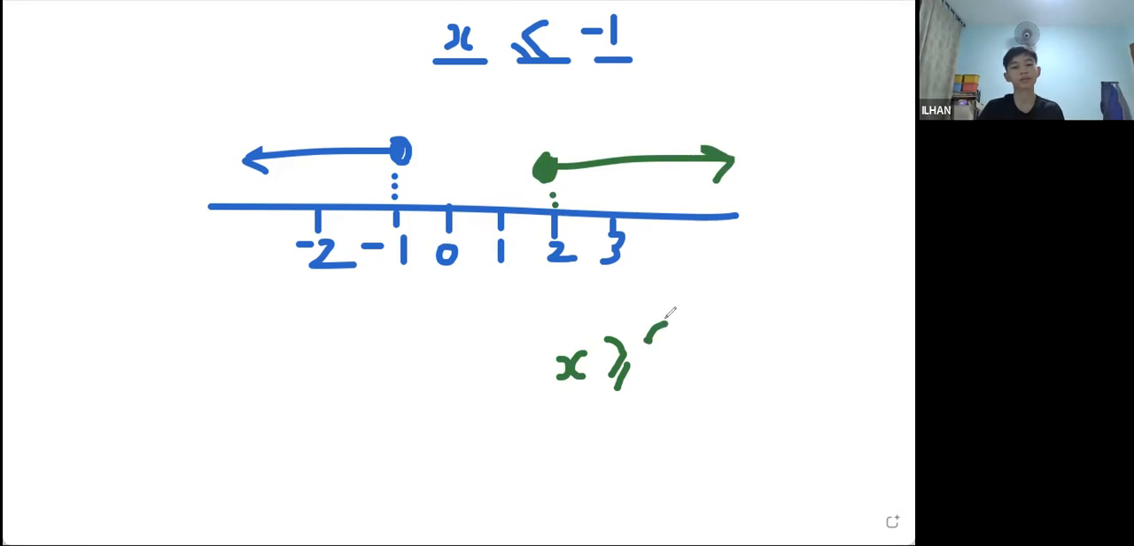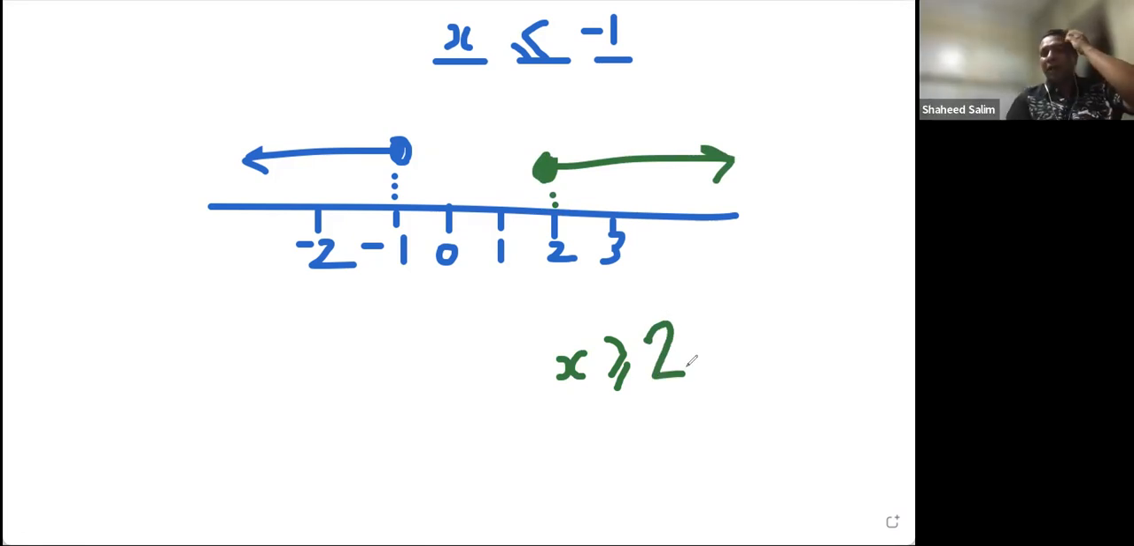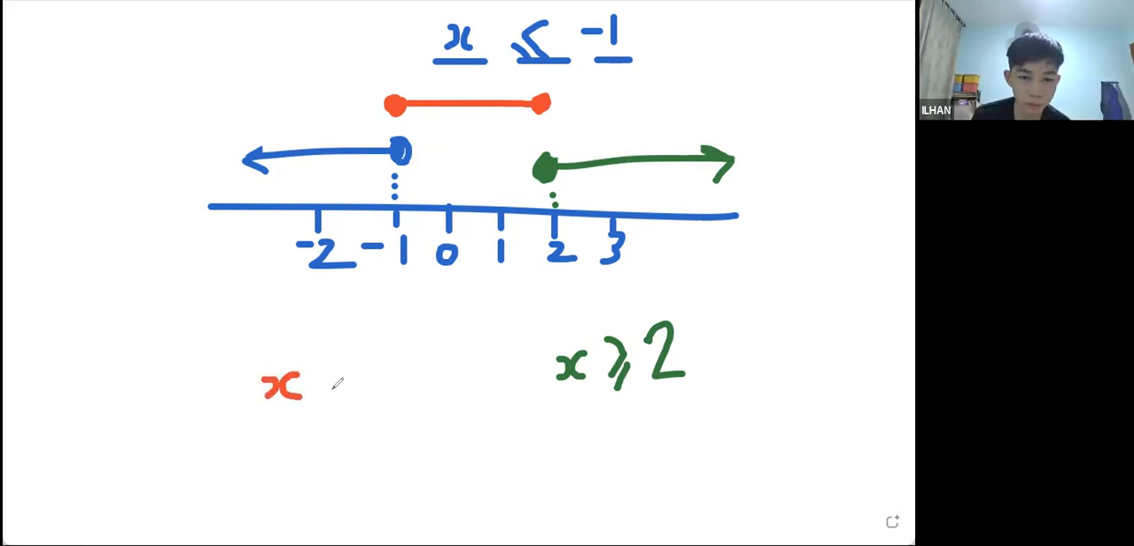2. So now I'm going to ask you to do a range. Let's say now the red one is like that. Can you see like that? x is within this range here. So what is x? x is greater than or equal to -1, greater than 2.